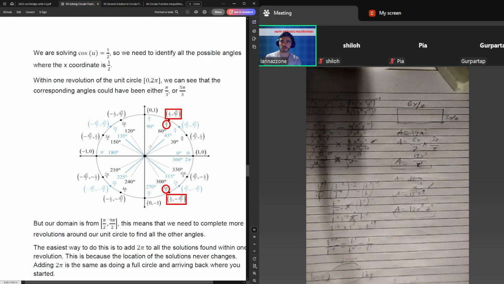Wait, sorry, is it twice and a half? No, twice and a quarter. Yeah, because it's 2 pi for a full revolution. Point being, you can do that quick conversion to figure out where your upper bound is, how many times you want to go around.